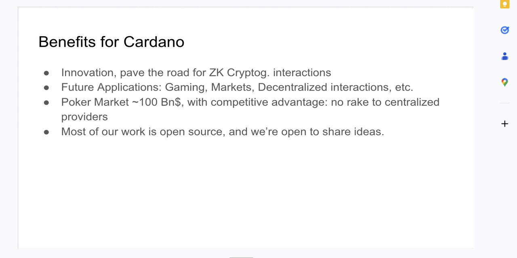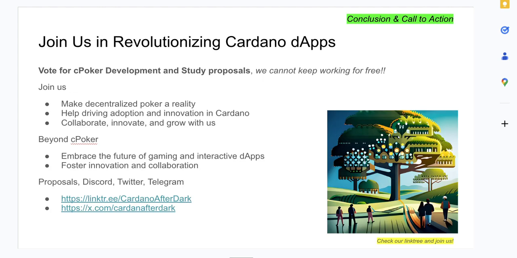So, concluding, we think we are bringing a little revolution with our application and we would like you to vote for us because we still have development to do and we cannot invest time and money that we don't have. It would be really great if we get funded to keep going with our activities.